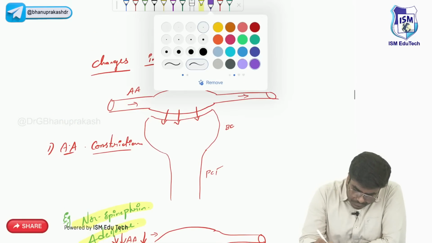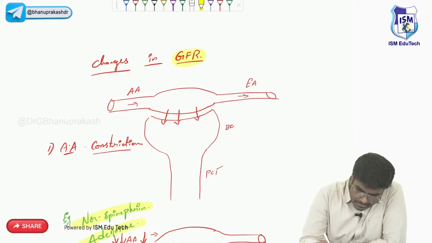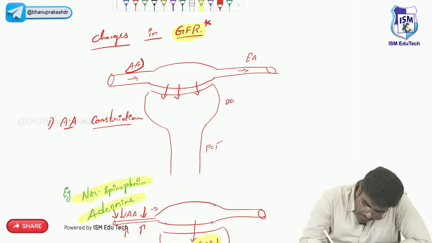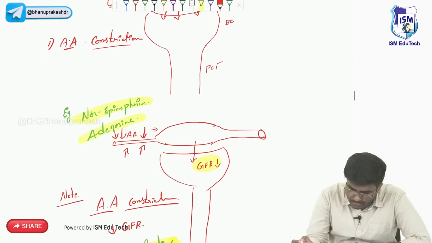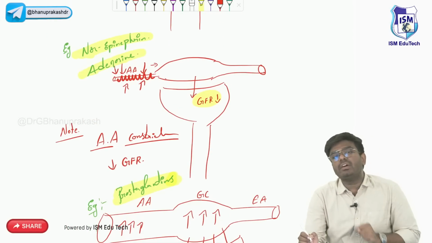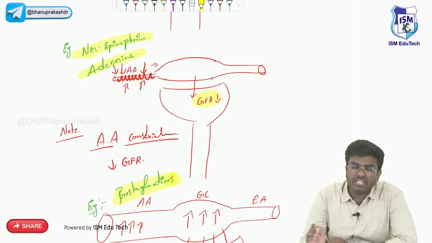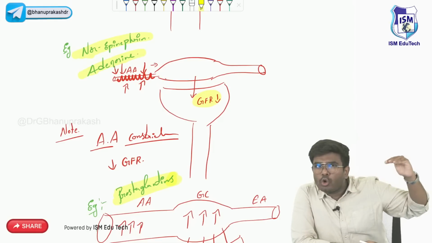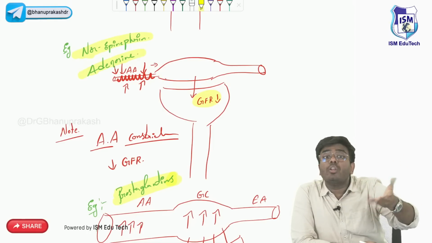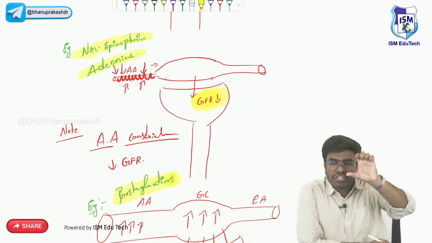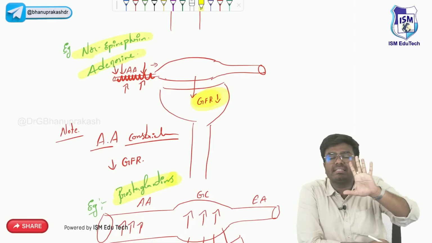Next, GFR changes, the alterations in GFR. Okay, now we all know this is the afferent arteriole, this is the efferent arteriole. Whenever you constrict the afferent arteriole, what happens to the GFR? See, if you constrict the afferent arteriole, no blood is coming to the glomerulus, so automatically GFR decreases. The constriction of the afferent arteriole causes a decrease in the GFR.